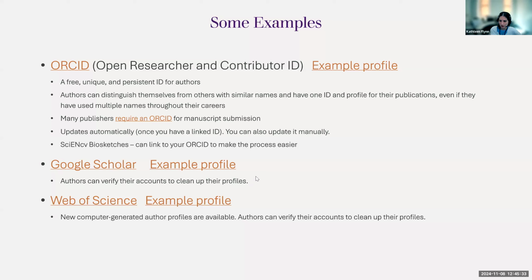And then another common author profile is Google Scholar, and those are also free. So authors can verify their accounts with their email, and then they can clean up their profiles, because sometimes there'll be things in there that aren't theirs, or things will be missing. And other databases such as Web of Science, they've been introducing computer generated author profiles. They're not the most accurate because the algorithm isn't perfect, but authors can also verify their accounts, then clean them up. But not a lot of authors do that in Web of Science.